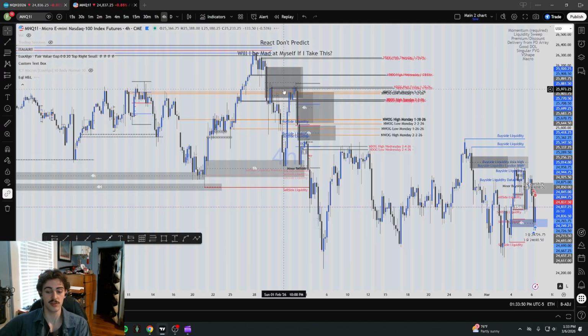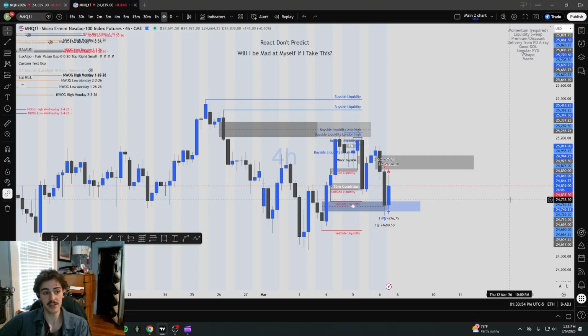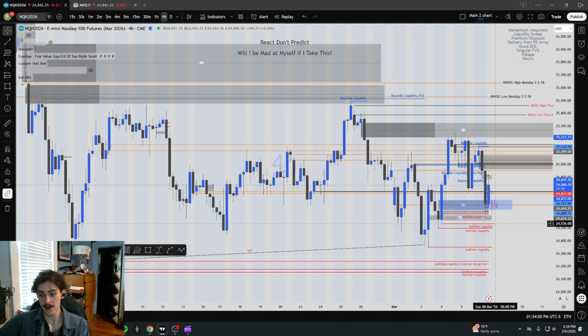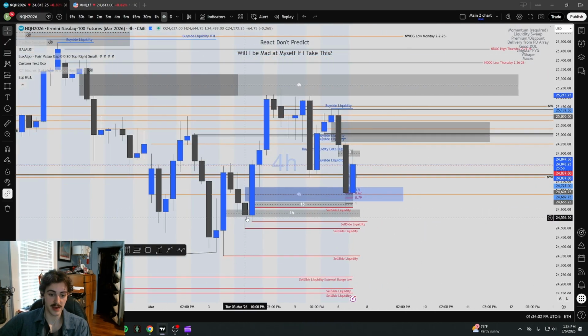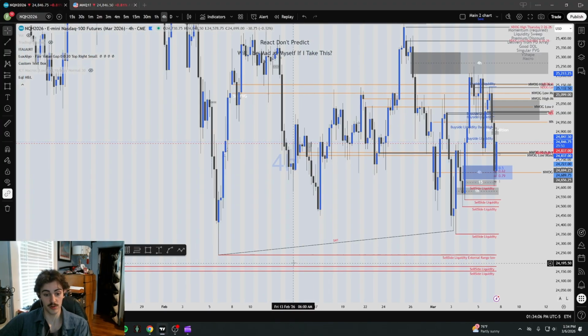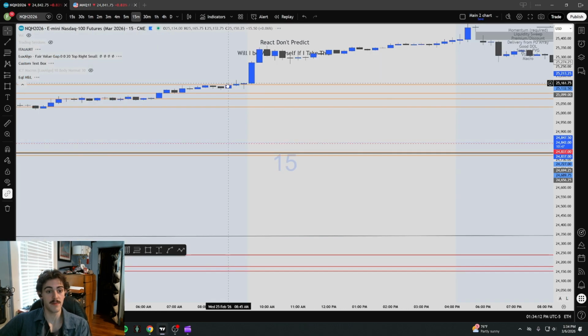Price came down so much overnight and took out major sell-side liquidity that I really just did not want to see price move any lower. And going here on the 4 hour, you can see price only has this major 4 hour low to take, and this 4 hour low, and then we have this huge external low all the way down here. So I really did not want to see price move any lower.